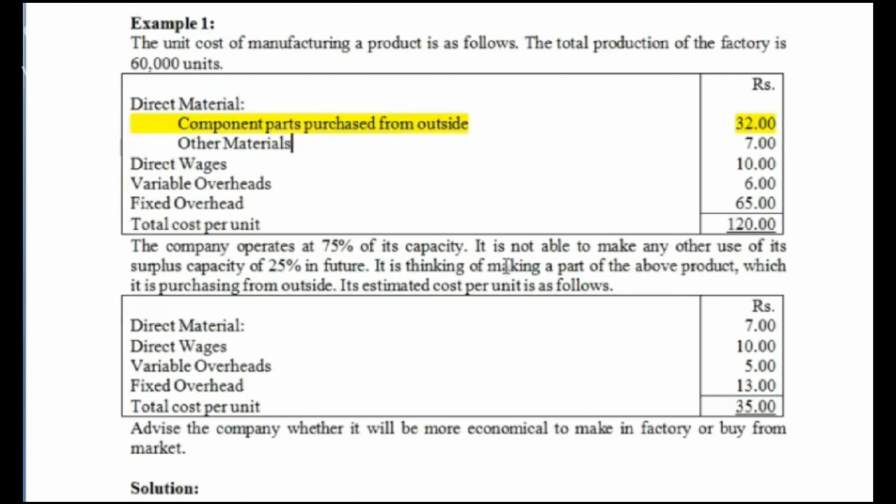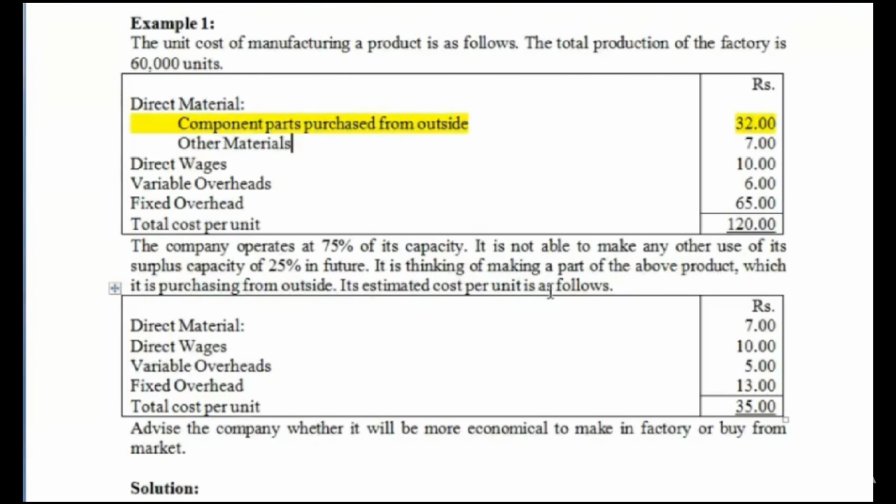The company operates at 75% of its capacity, and it is not able to make any other use of its surplus capacity of 25% in future. Right now the company is working at 75% capacity and there is no use of the surplus idle 25% capacity in future. So it is thinking of making a part of the above product in the factory, which it is purchasing from outside.